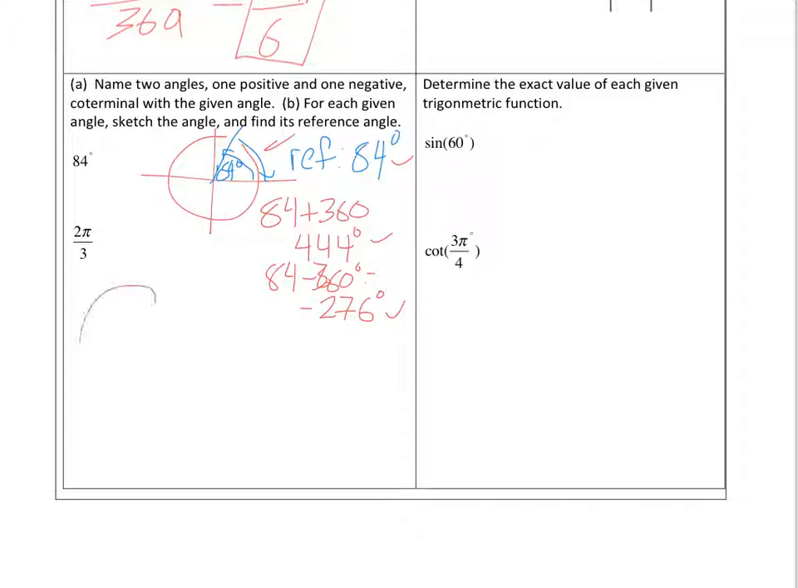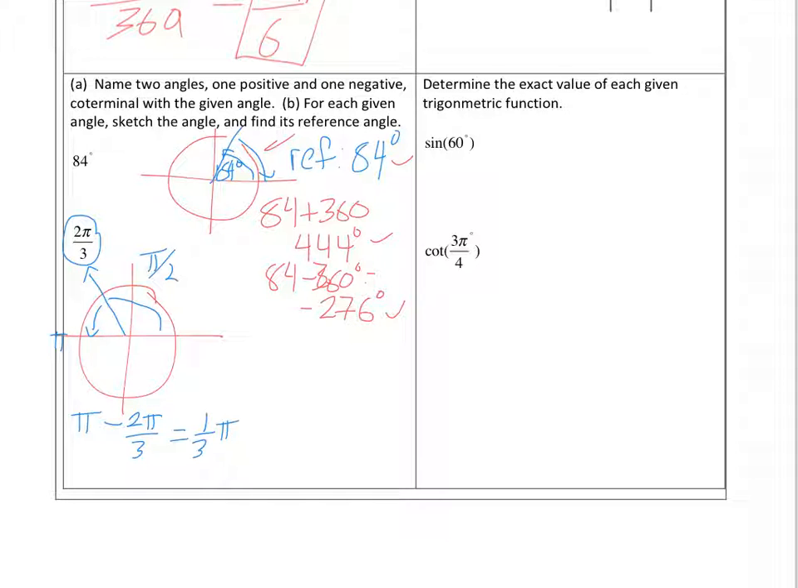2 pi over 3. Again, I'm going to draw this first. Well, 2/3 is going to be not quite to 1, so pi is over there, but it's going to be bigger than a half, so it's going to be somewhere in second quadrant. The reference angle, so how do I get from pi to 2/3 pi? So pi minus 2/3 pi would be 1/3 pi, or pi over 3.